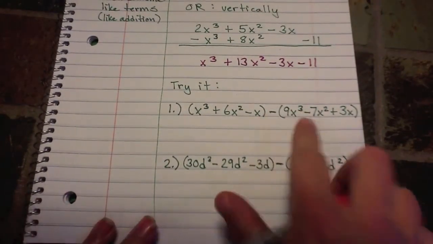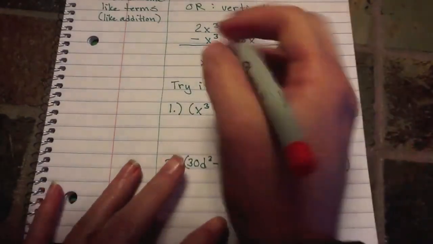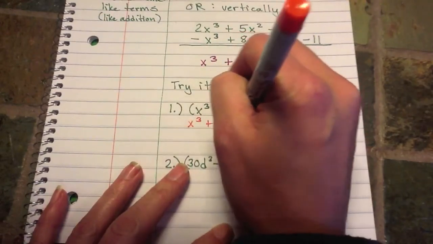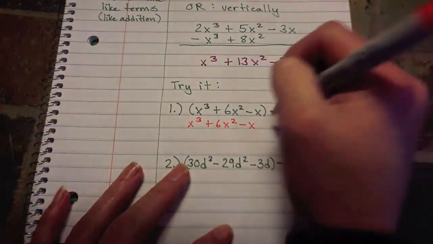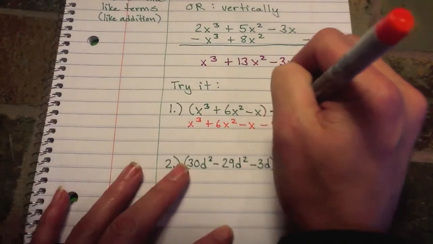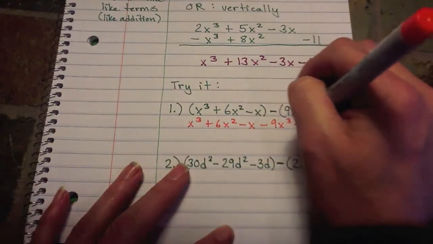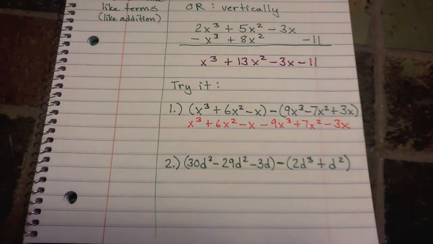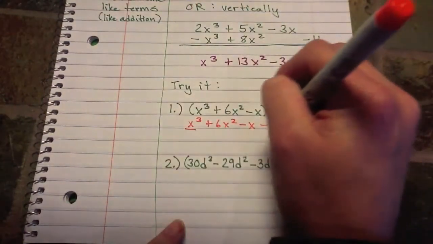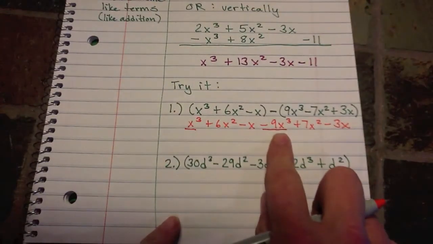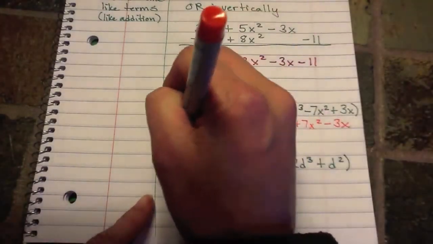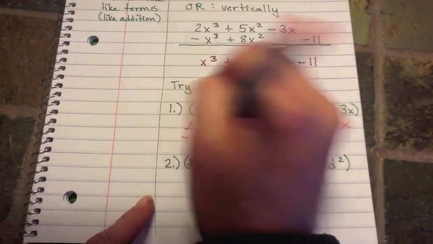So because I have a negative to distribute, I'm going to need to go ahead and rewrite this. X cubed plus 6x squared minus x, and now I distribute my negative. Negative 9x cubed, positive 7x squared, negative 3x, and now I can look at combining like terms. So I go through, I see that I have an x cubed and a negative 9x cubed. That would be a negative 8x cubed. Remember, there's a 1 there. So I have a negative 8x cubed.